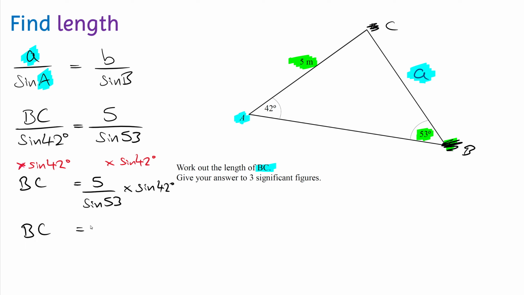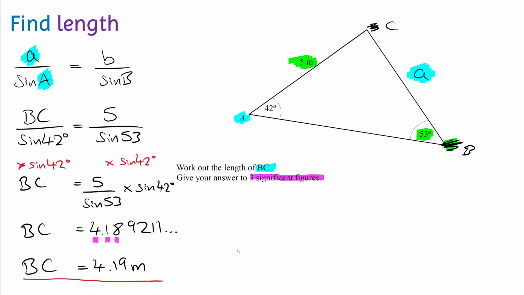The calculator tells us it's 4.18 and more digits. Now I write dot dot dot to show that there's more digits. We've been asked to give our answer to 3 significant figures. 1, 2, 3. Oh, so we're rounding to 2 decimal places. Fine. So it's 4.19 meters. Don't forget units. And that one's all done.